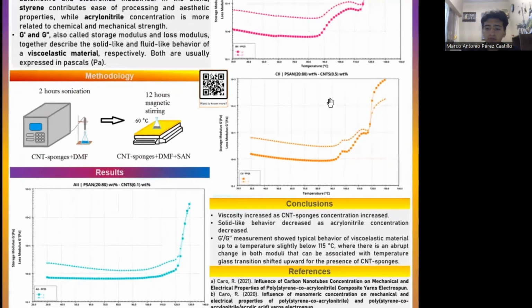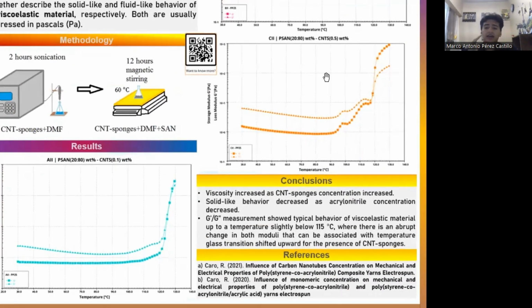Finally, and to conclude, the highlights of this work are that at a higher concentration of sponges, a higher elastic modulus was observed, which translates into a lower viscosity, especially in solutions with a lower amount of acrylonitrile. Also, the presence of carbon nanotube sponges shifts the glass transition temperature of the copolymer upwards. We believe that this occurs because the reinforcing matrix makes it difficult, for a few degrees Celsius, for the ordering of the chains to occur in the usual way, since the sponges have considerable thermal conductivity, which increases the net heat that the material can absorb.